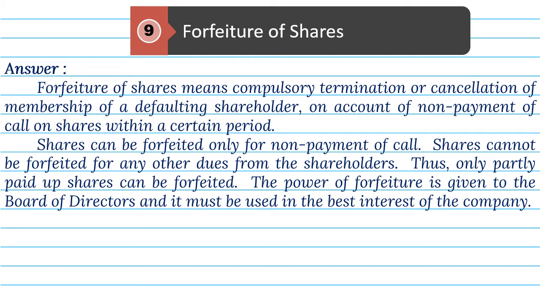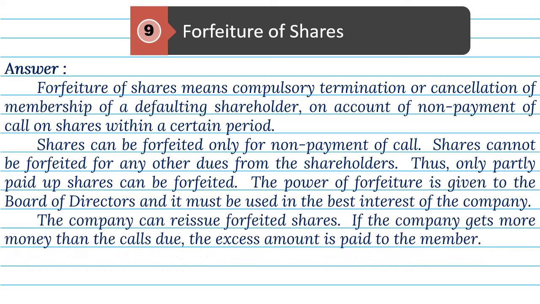Thus, only partly paid up shares can be forfeited. The power to forfeit shares is given to the board of directors, and it must be used in the best interest of the company. The company can reissue forfeited shares. If the company gets more money than the calls due, the excess amount is paid to the member.